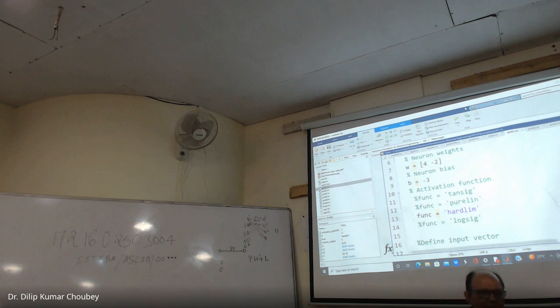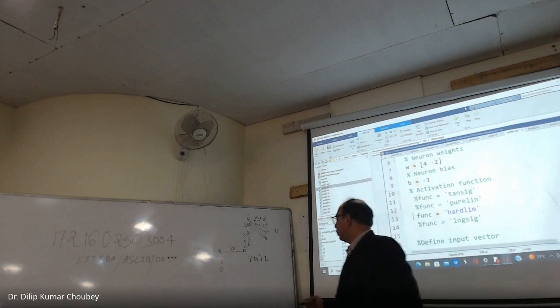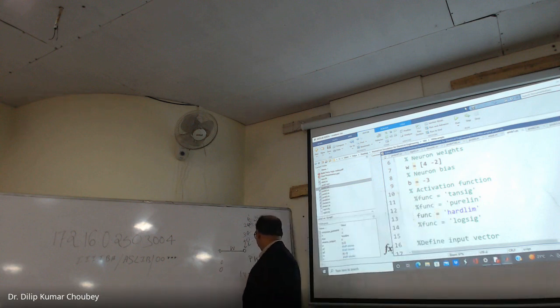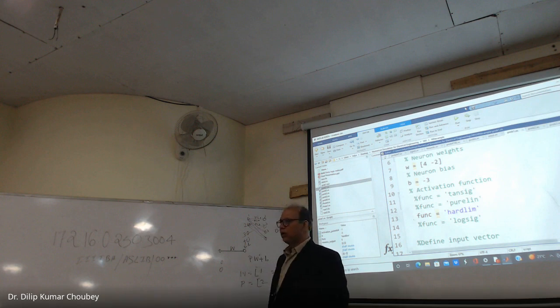Why do we put this dash in MATLAB? What is the significance of this symbol? Suppose W is 1 2 and P is 2 3. Why do you put this symbol? What is represented by this? Transpose. So you can understand this thing.